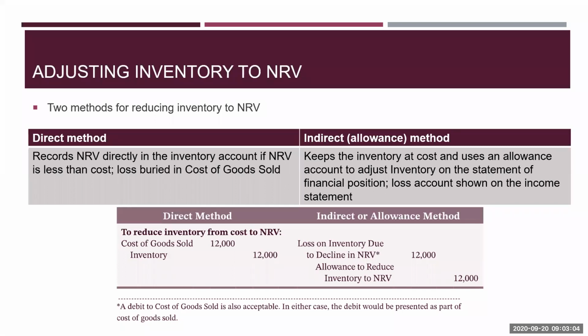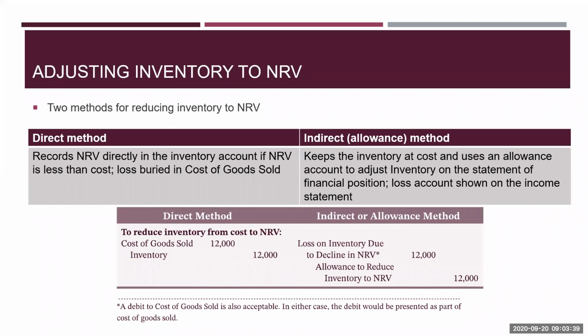Okay, the alternative method is the indirect method, also called the allowance method. Now this is slightly different. With this method, we are setting up an allowance account to credit the inventory. So under the direct method, you directly brought down your inventory account. Under the allowance or indirect method, we are not touching that inventory account directly, but we are setting up an allowance account for the inventory, which will work as a contra account, and will give you the same impact.